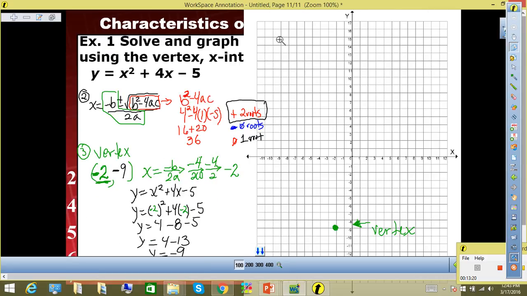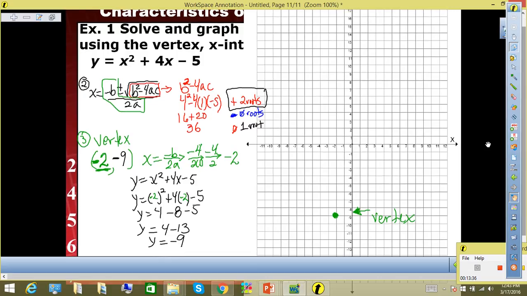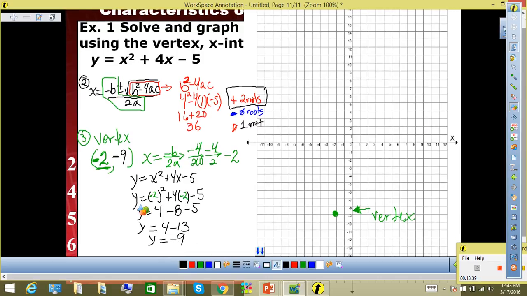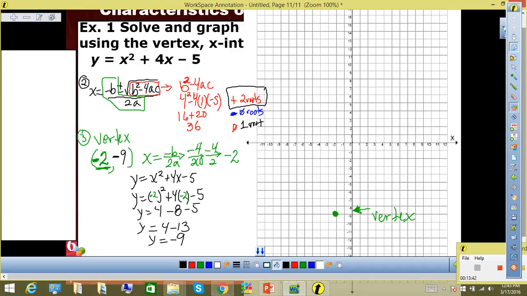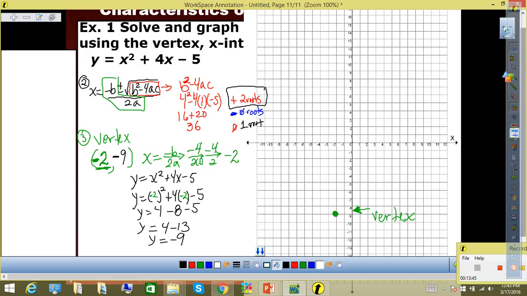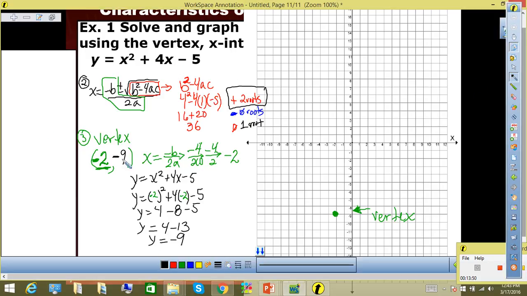So let's see. The instruction says solve and graph the quadratic equation using the vertex. We got that. X-intercepts. So what do we need to do now? Find the x-intercepts, right? What we're going to do, I want us to go to the Q side. You guys have this side right here on your problem, right? I want you to rewrite this equation again, y equals x squared plus 4x minus 5. And let's find our roots, and let's see if we remember our process.